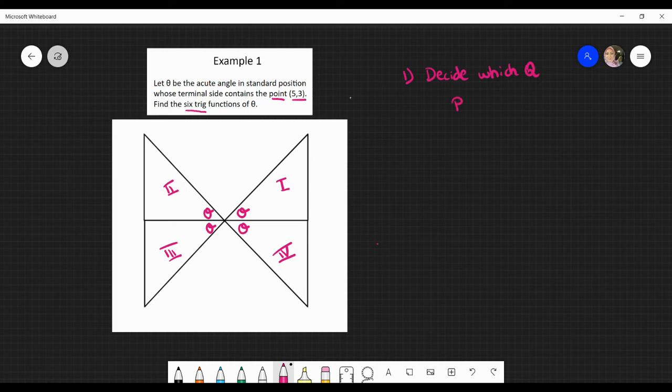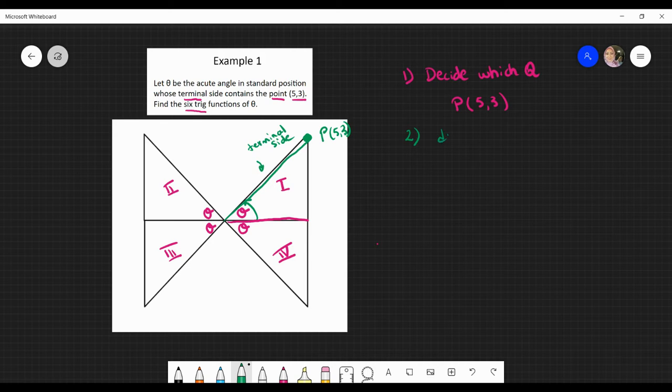So I have the point, which is (5, 3), and it says terminal side. This is where the angle theta starts, and if you're drawing the angle, this is where it ends. So that's what we call the terminal side. So we have a point P on the terminal side, and that point has coordinates (5, 3).